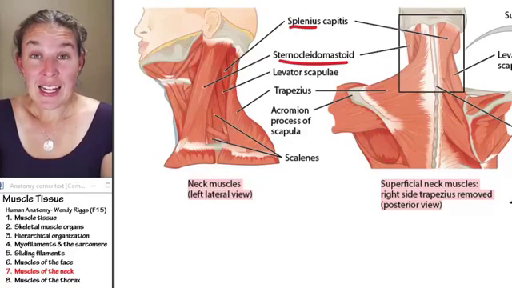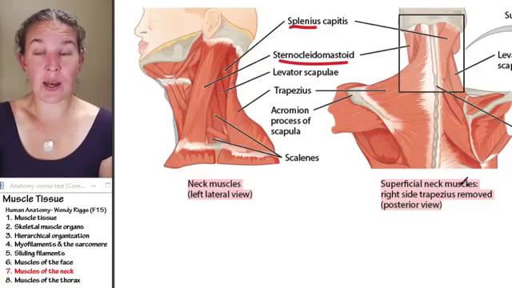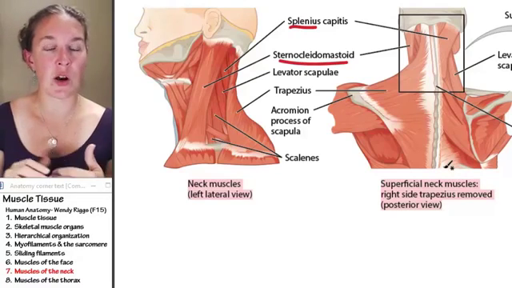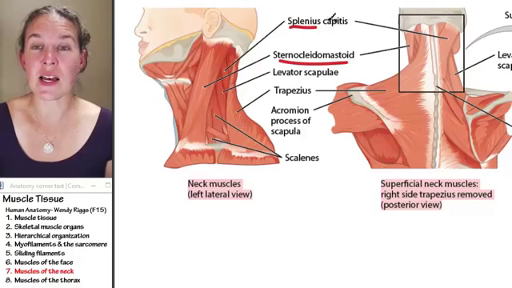All right, I've highlighted the muscles of the neck that we are going to know. Most of these also we're not going to be super hardcore about attachments, but let's look at some of them in detail. First of all, we have splenius.